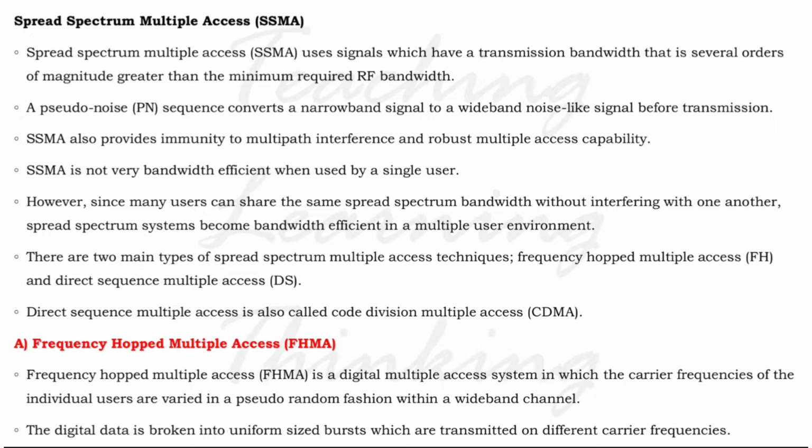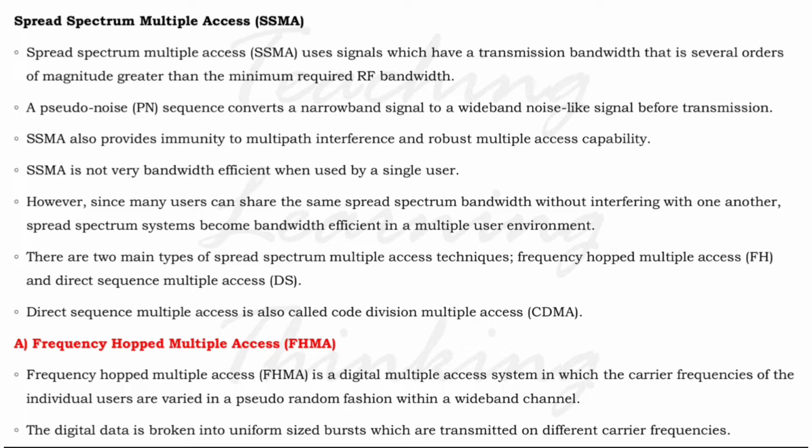A pseudo noise sequence, or PN sequence, converts a narrowband signal to a wideband noise-like signal before transmission. So while transmitting the signal from sender to receiver, the PN sequence converts a narrowband signal to a wideband signal before transmission. SSMA also provides immunity to multipath interference and robust multiple access capabilities.